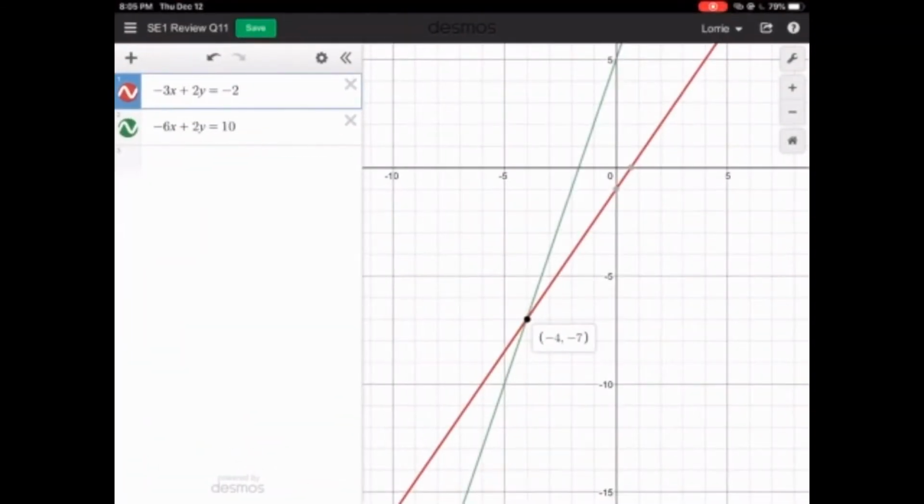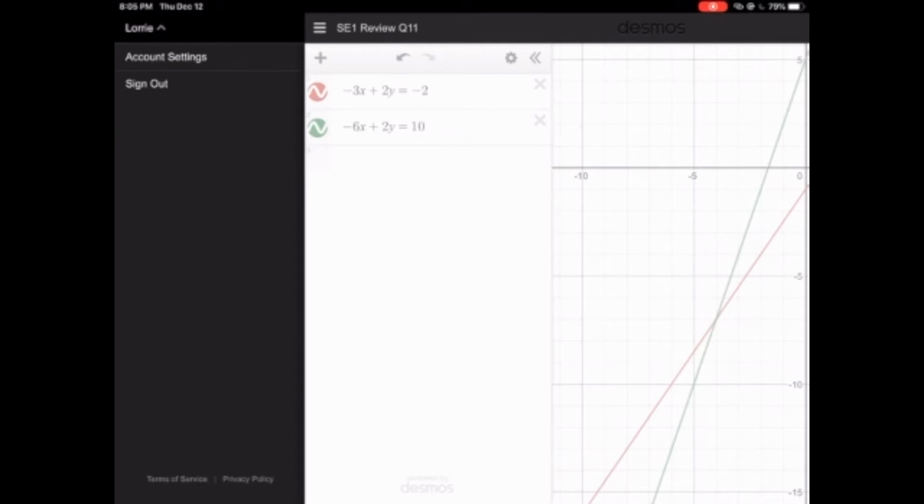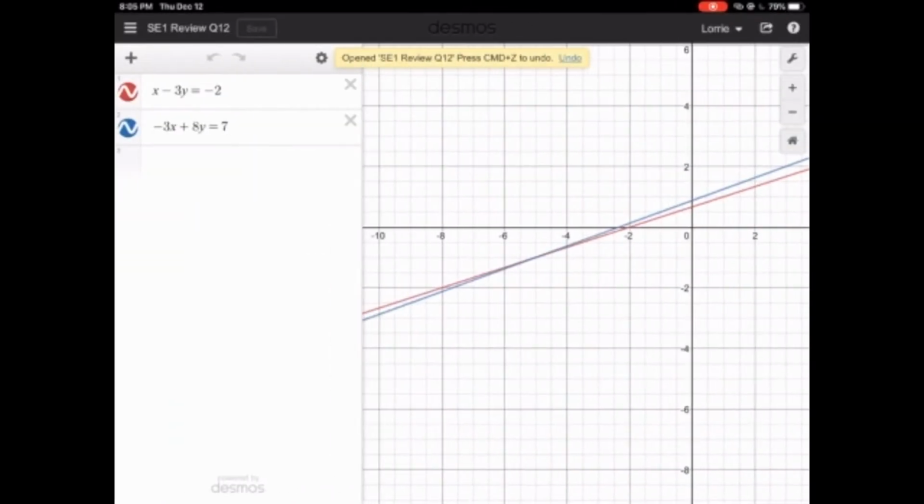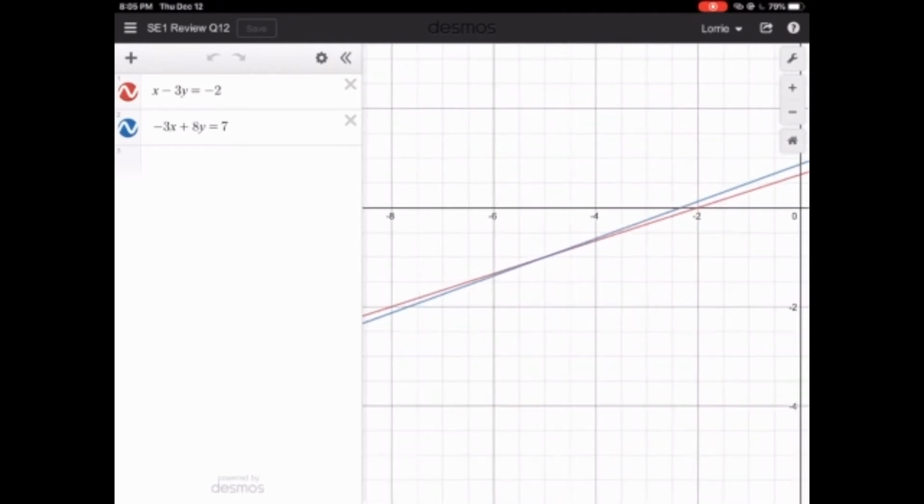So number 12, we'll take a look at. I've also put those in. These lines are pretty close together, so I may need to zoom in a little bit. I can tell that the intersection's somewhere there, so just touch it and you'll get the gray dot, and the second time you touch it, you'll get the point. It's at -5, -1.